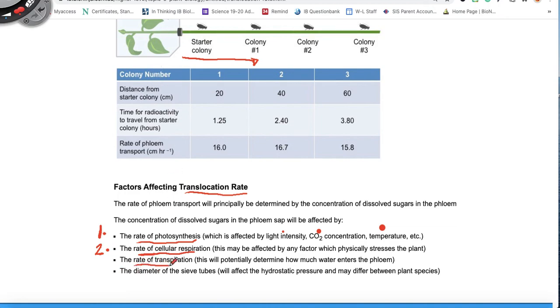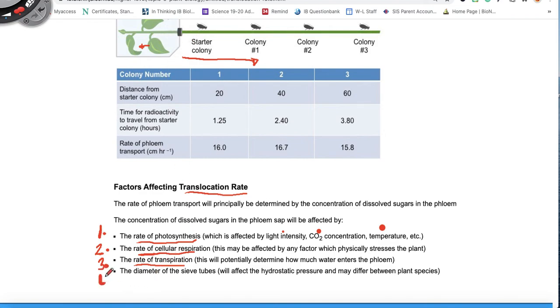The rate of transpiration also plays a role, because if some of that water is leaving the leaves, right, then there's not going to be enough water to mix with the sugars and form that phloem, or allow that phloem to flow at a good rate.